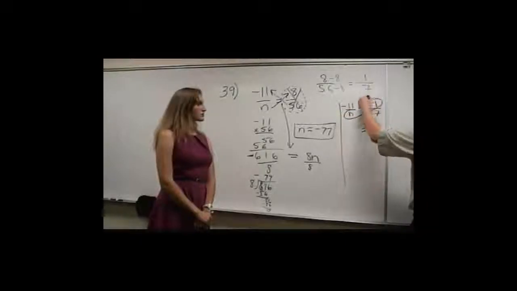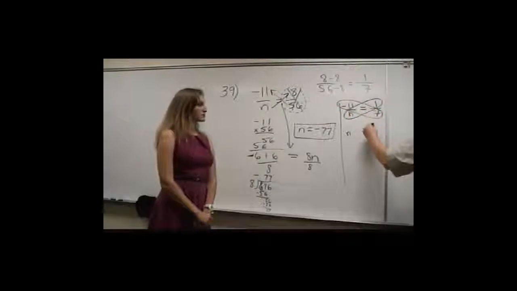n times 1 is 1n, which is just n. 7 times negative 11 is negative 77. And there you go. You have the same answer. It works. A little bit shorter.